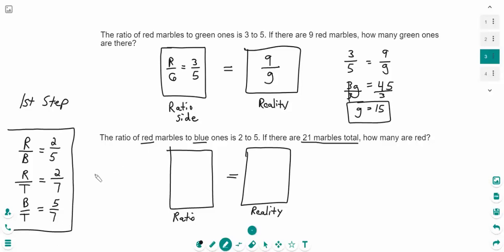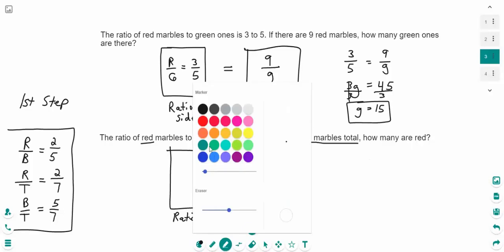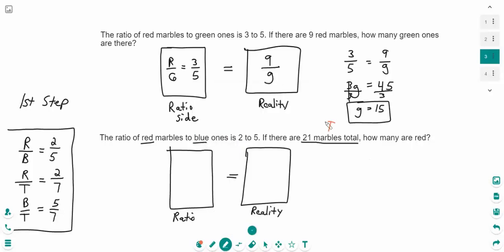All right. Step number 2 is then deciding which one of these ratios we should put into our ratio box in our proportion right here. And to decide that, we need to look at the second part of our problem and look at what they're asking us. What do they want to know? If we look at the second part, it says if there are 21 marbles total, how many are red? So they're giving us the total right here, and then they're asking us how many are red. All right, so we have a total and we have red.